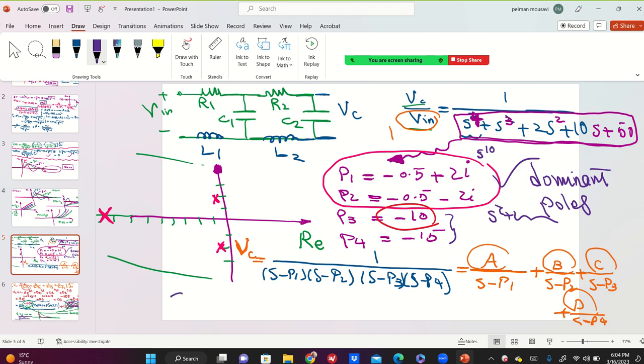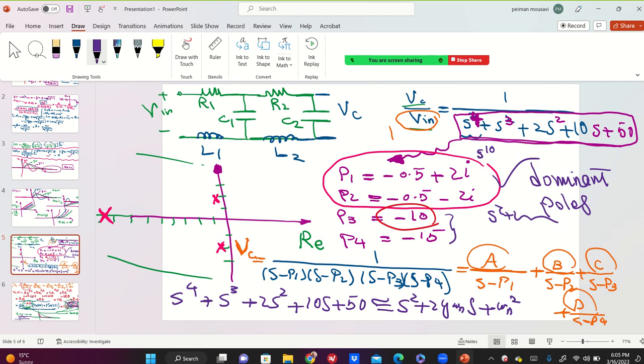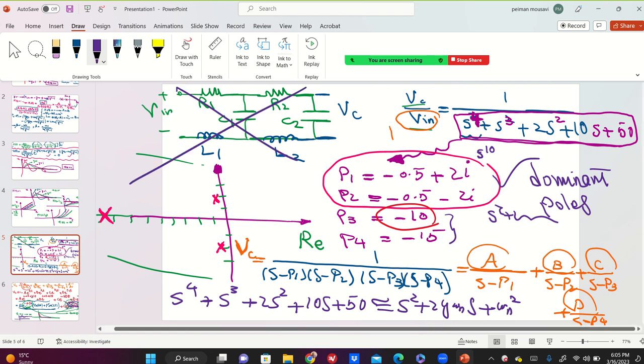Your friend says, whatever you taught like this, I can say this is almost S squared plus 2 zeta omega n s plus omega n squared. You mean this, that's right? Conceptually, yes. But physically, you cannot do that, because if you do that, you change the system originally. Because you change the system, this is another system.